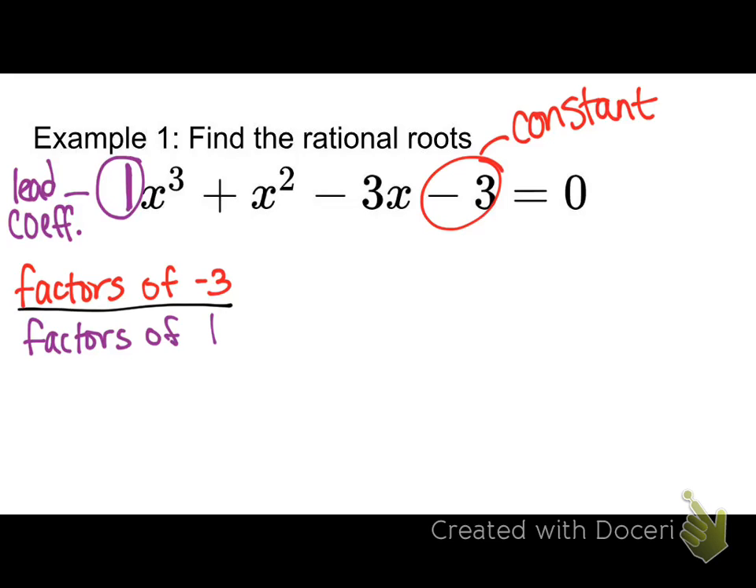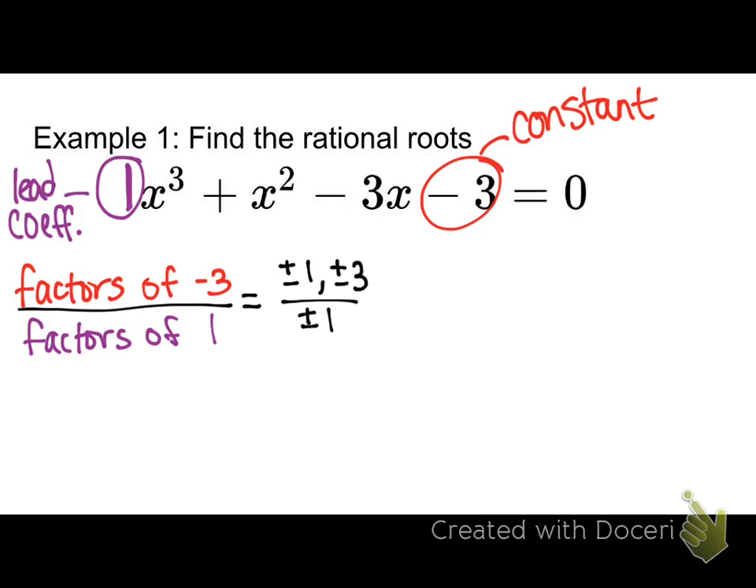What are the factors of 3? 1 and 3. They could both be positive, they could both be negative. So the factors would be plus or minus 1, comma, plus or minus 3. What about factors of 1? Plus or minus 1.